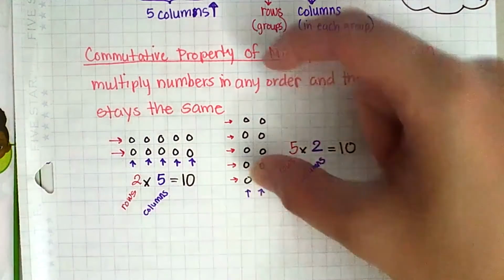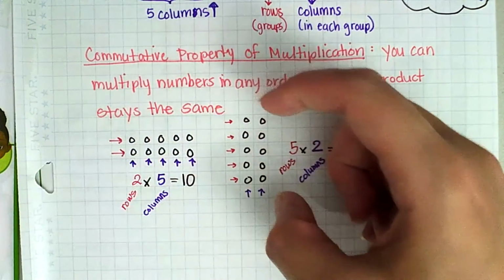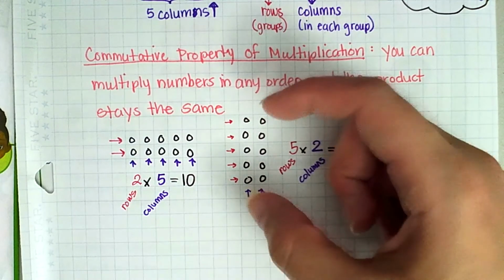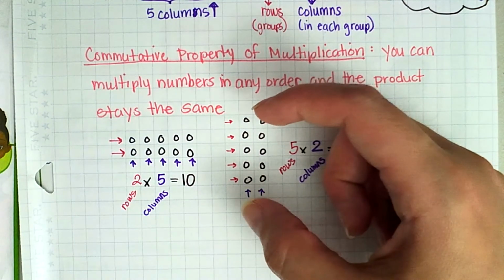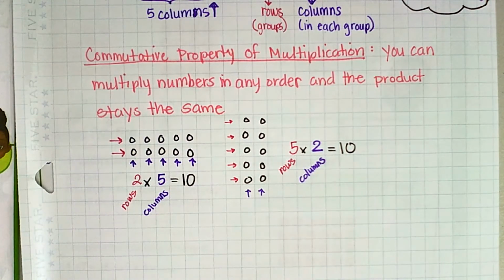All I'm doing is I'm turning it on its side. So I'm taking my array and I'm basically flipping it. Now, I didn't take anything out of my array. I didn't add anything new to my array. So that's why my numbers here are going to stay the same.